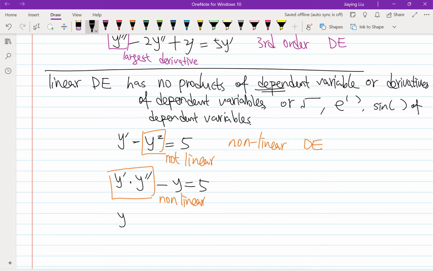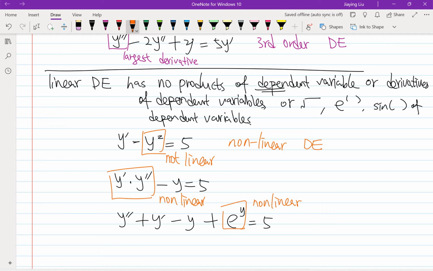Now, what if we have y double prime plus y prime minus y plus, let's just say, e raised to the y in the exponent equals 5? That's also not good because this is not a linear term. Think about y as a function of x, for example. This is e raised to a function of x, right? So that's not a linear term, that's an exponential term. So this is also nonlinear.